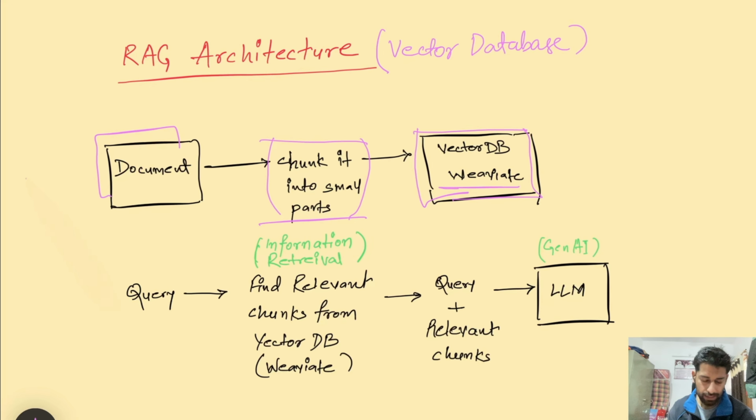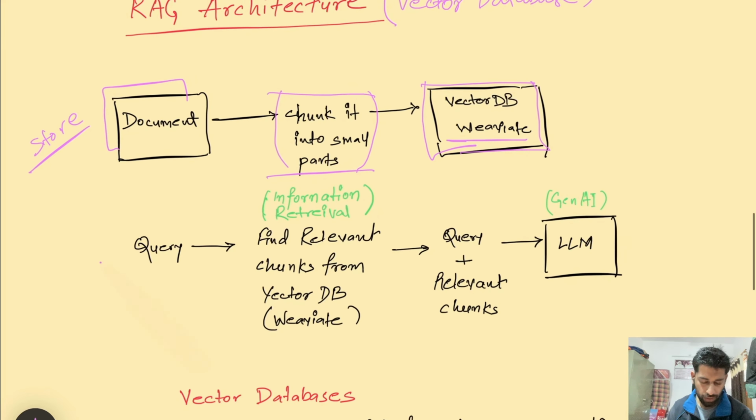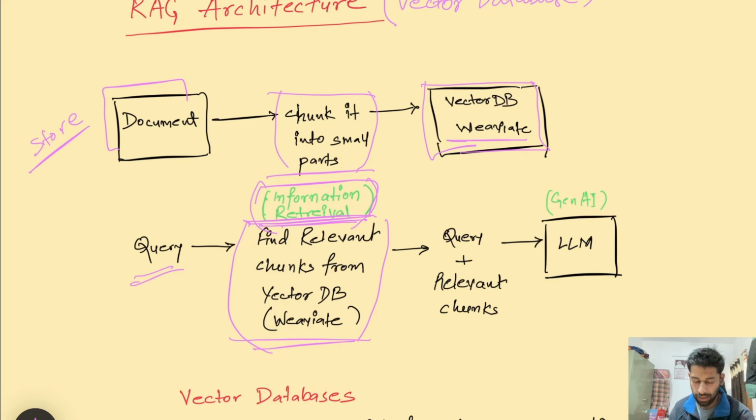So now our first step is done, which is storage. Storing of the document has been done. Now we are going to query. Whenever we do a query, along with the query, we are going to find the relevant information in this vector database. We are going to find only the chunks which are related to our query. This is our stage of information retrieval. So we get those chunks, we combine them with our query, and pass it to our LLM.